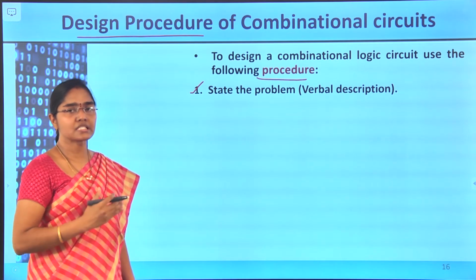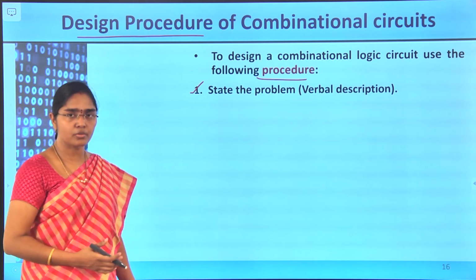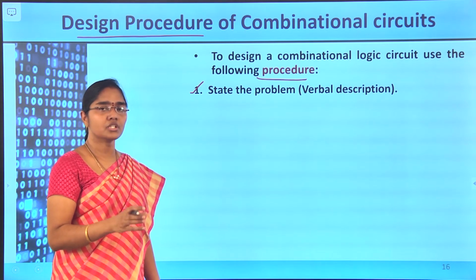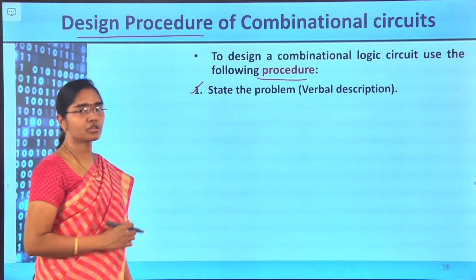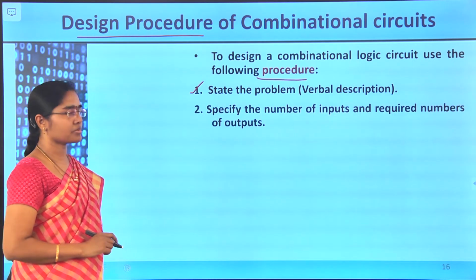A verbal description of the problem is the first step. We need to understand what the problem statement is, what we have to do or what that combinational circuit is going to do for a particular input. That is the statement of the problem. Defining the statement of the problem is the first step in the design procedure.